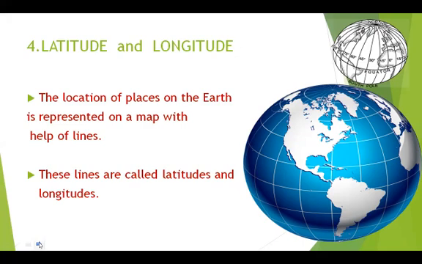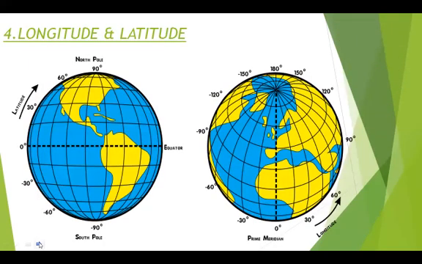And the lines of latitude and longitude have particular directions and have different degrees. Let's discuss these lines, directions, and degrees.